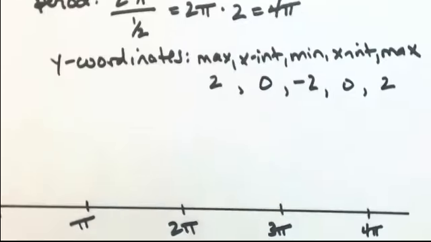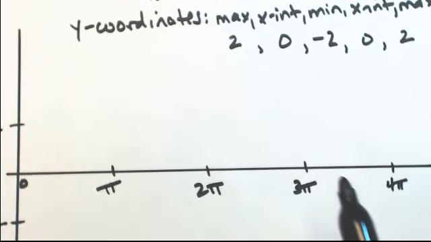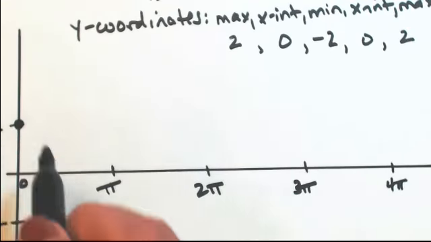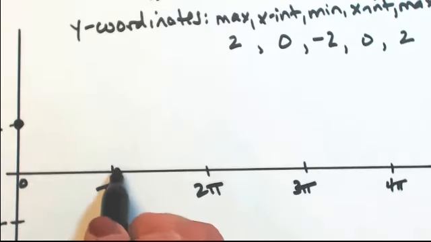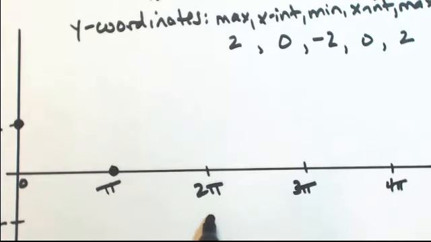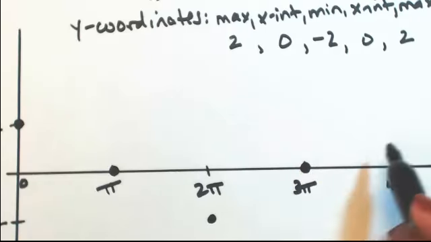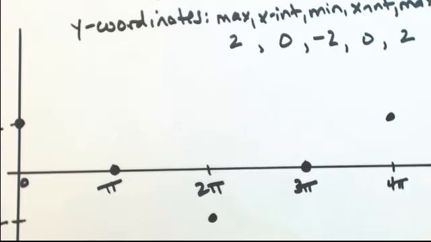So at each of these x-coordinates, I'll mark out now the y-coordinate. So at 0, we're going to have 2. The next one would be a 0. Then -2, back to a 0, and then max out at 2.